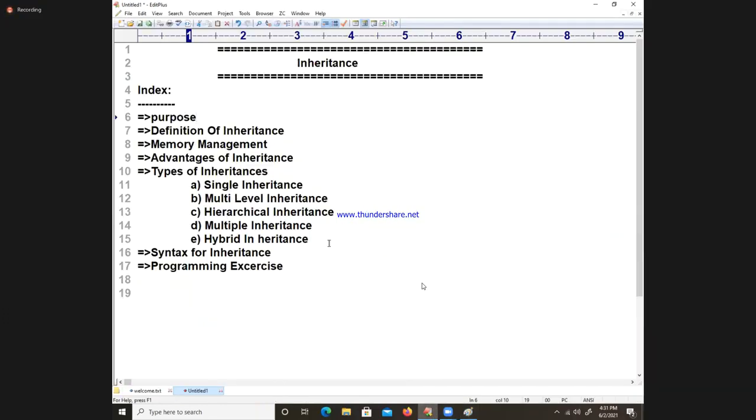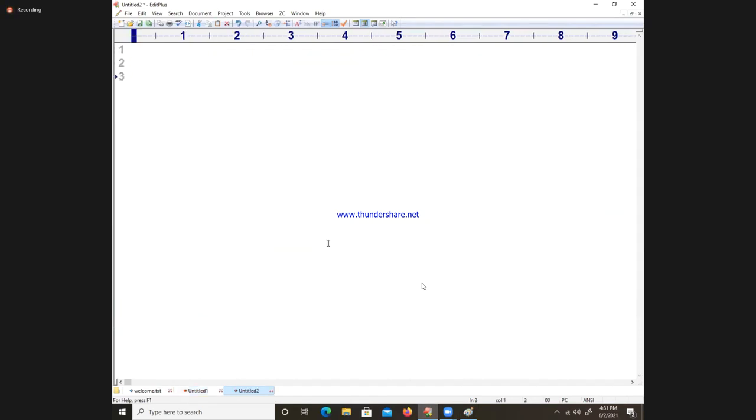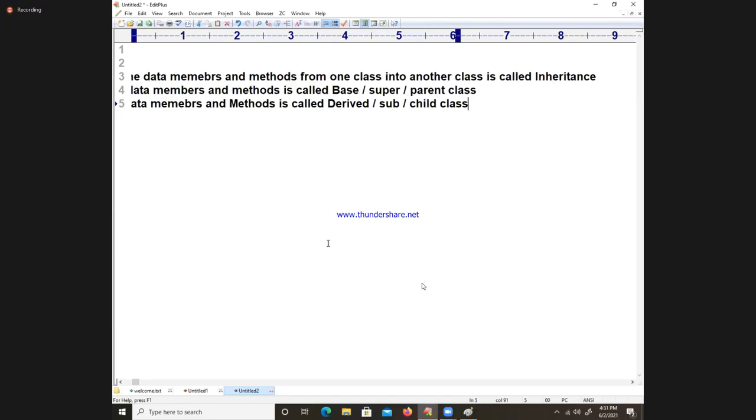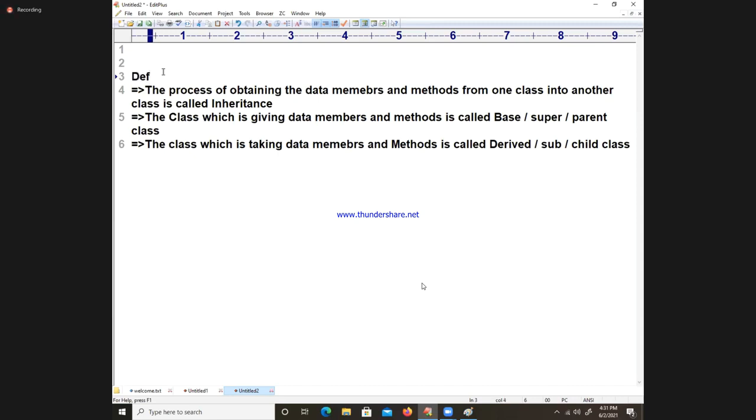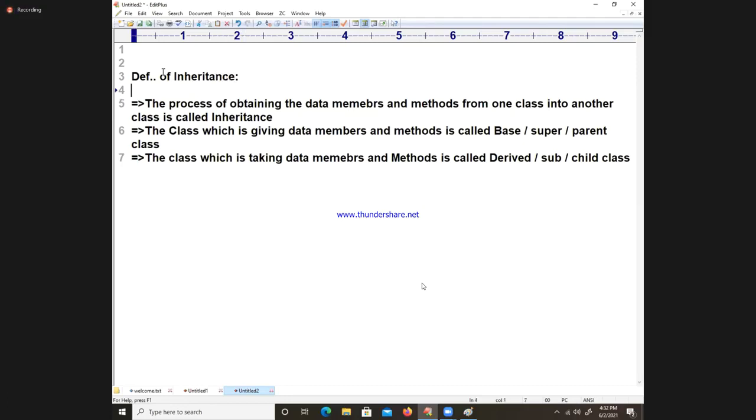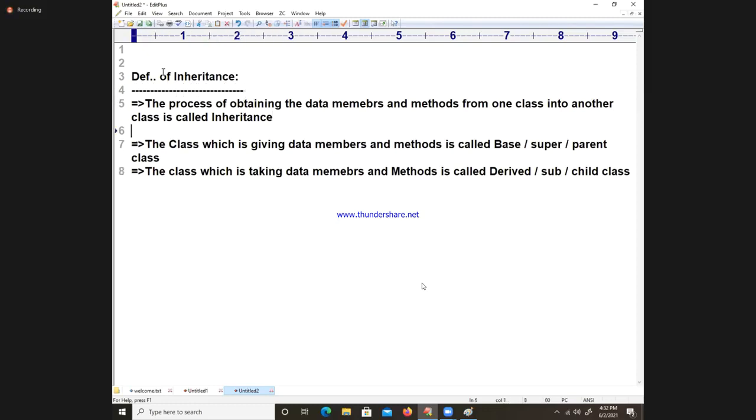Now coming to the introduction to inheritance. Before that, I would like to paste this definition. I want to write the definition of inheritance. What is the definition of inheritance?